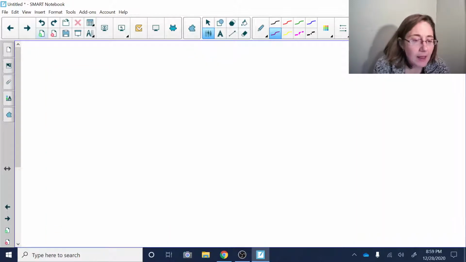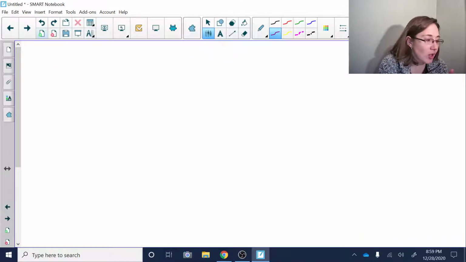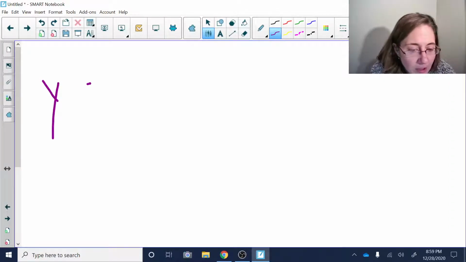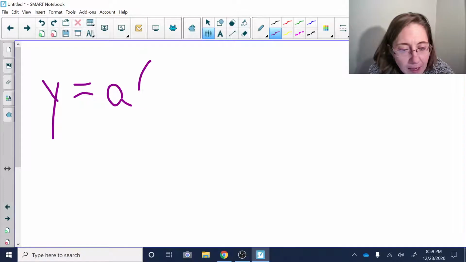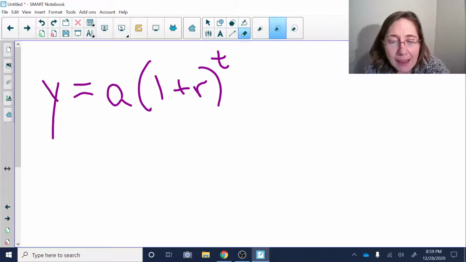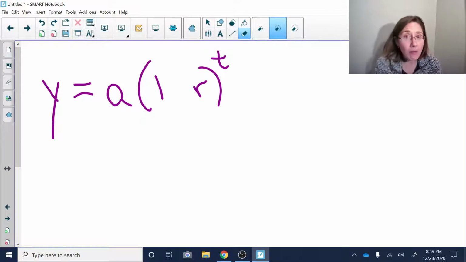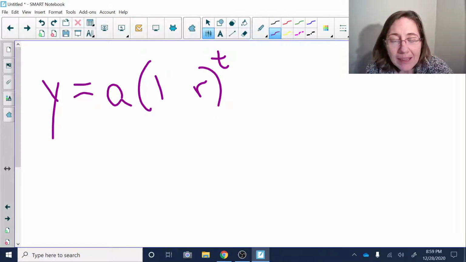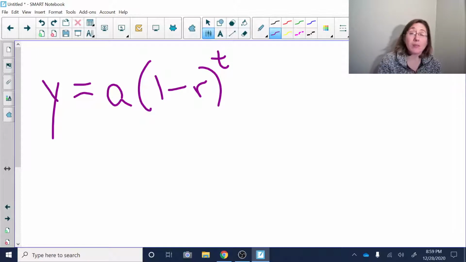Let's look at a similarity between what we saw yesterday with the rate given as a percent and what we could see with decay values. So this will look familiar from yesterday. You had y equals a times 1 plus r to the t power. The difference today is instead of something growing and it adding to it, if we have something that is decaying, this is going to subtract. So the formula looks almost the same.